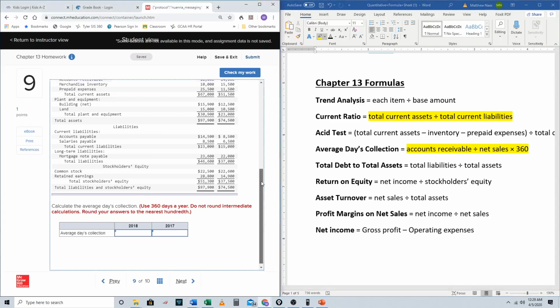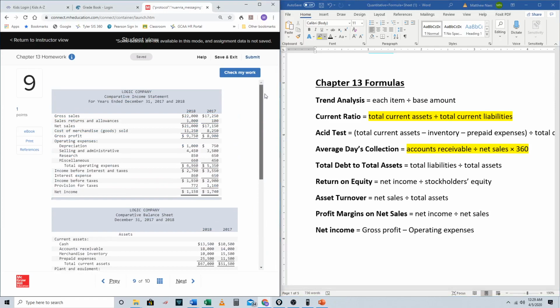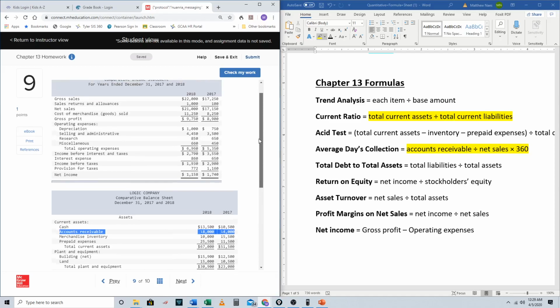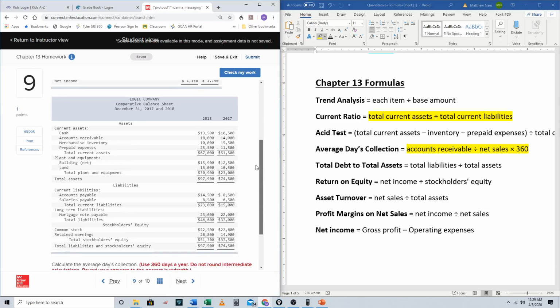So accounts receivable, I think it's up here. Okay, accounts receivable right here. Net sales. Now net sales is up here. Net sales right here. Okay. So there's your accounts receivable. There's your net sales. Do accounts receivable divided by net sales times 360. Okay, that's how you want to do it. Don't do it from the PowerPoint. It's not good.